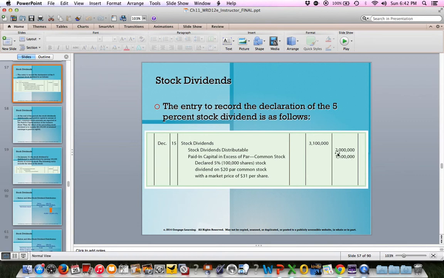So in total, 100,000 shares worth $31 each will be distributed to my existing shareholders. So if somebody owns 100 shares, they get 5 additional shares. Think of it that way.